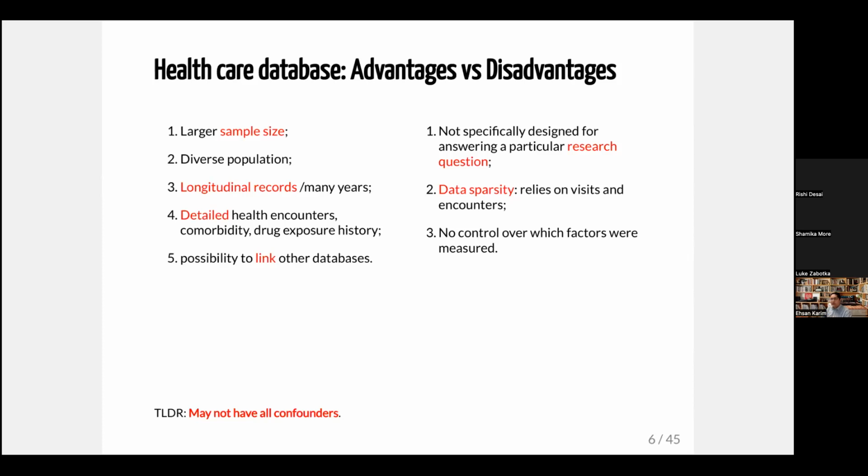But the downside is these administrative data sources are not necessarily designed for any particular research purpose. And we do rely on data sparsity. That means that patients need to interact with the healthcare system for us to be able to get any kind of measurement. So the long story short is that we may not have all of the confounders.